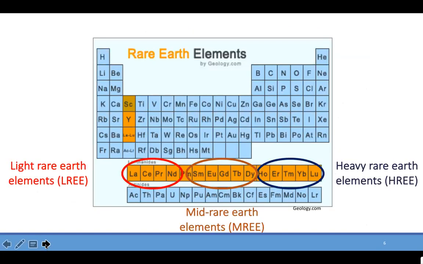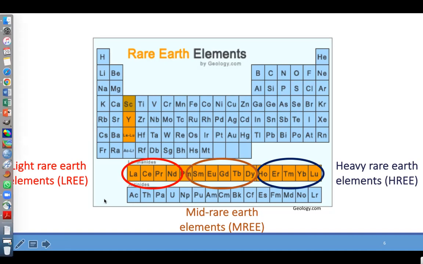But for those that are not so familiar with rare earth elements, they are those elements that are part of the lanthanide series. We have different groups of rare earth elements that I'm going to be talking about today. We have the light rare earth elements, those at the beginning of the lanthanide series, and the mid and also the heavy rare earth elements. So we can work with the ratio between the light and heavy rare earth elements, which can tell us something about the environment.